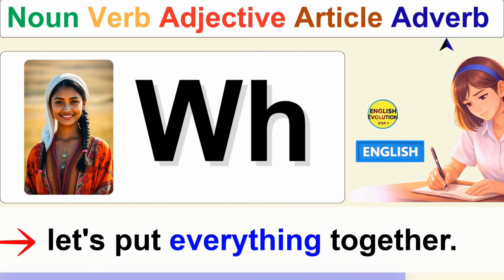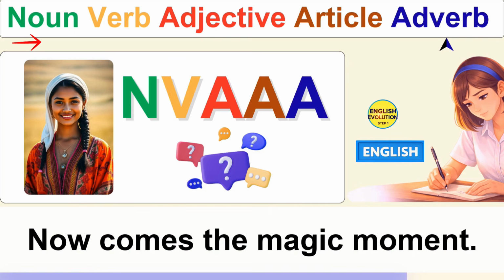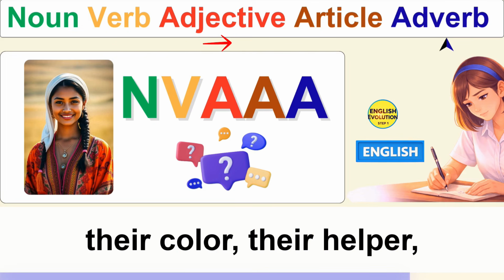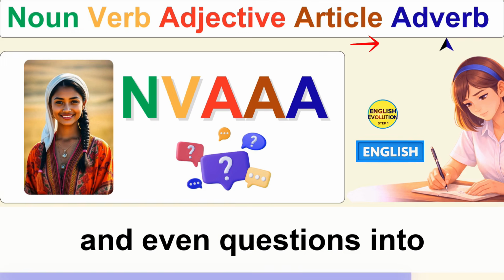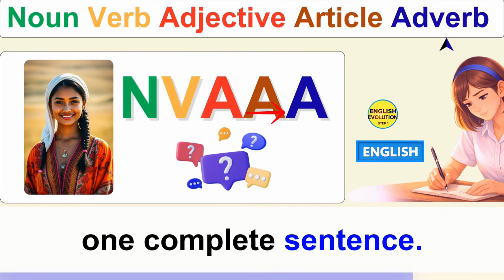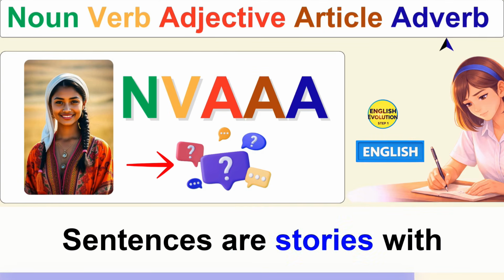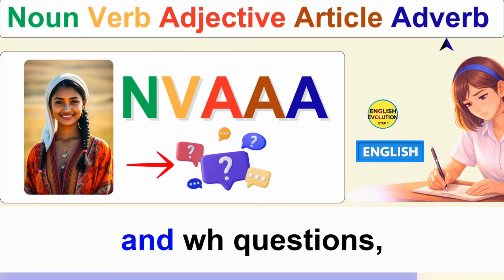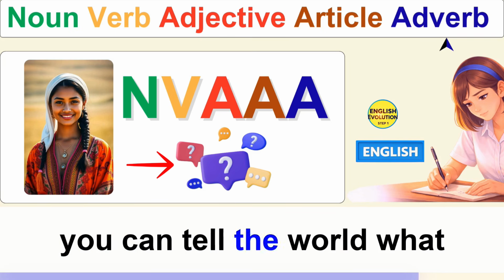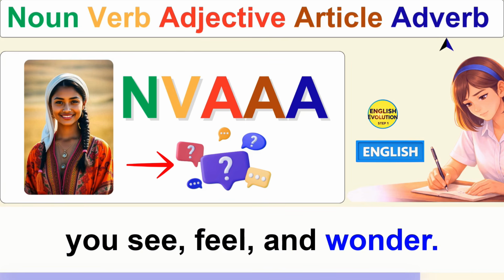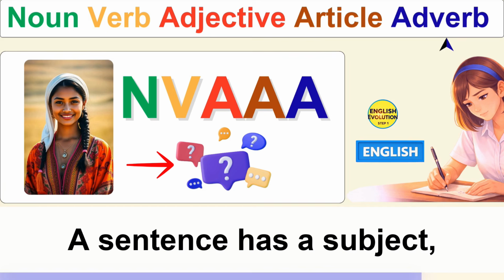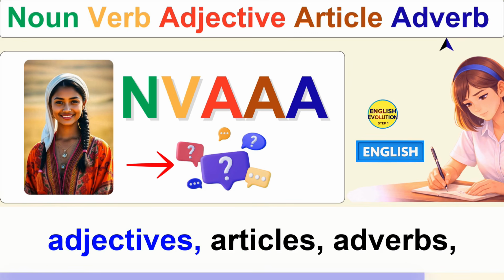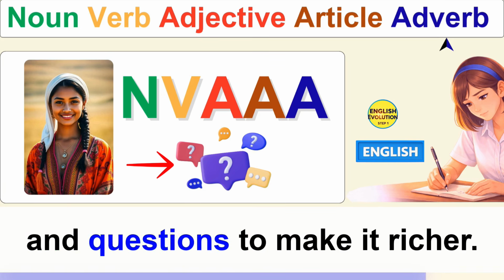Now let's put everything together. Now comes the magic moment. We join our hero, their action, their color, their helper, their rhythm, and even questions into one complete sentence. Sentences are stories. With nouns, verbs, adjectives, articles, adverbs, and WH questions, you can tell the world what you see, feel, and wonder. Sentence rule. A sentence has a subject, a verb, and sometimes an object, with adjectives, articles, adverbs, and questions to make it richer.